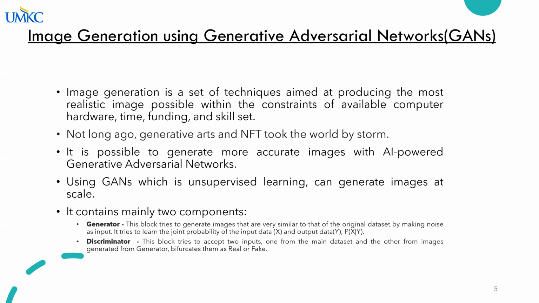GAN is an unsupervised learning approach which can generate images at scale with the computational power that is available. There are mainly two components in a GAN: the generator and the discriminator. The generator will generate images very similar to the original dataset by taking a small noise as input. That means it will mix the original input with the small noise input and generate the probability of an input and output data. The discriminator, on the other side, accepts two inputs, one original image from the main dataset and the generated one from the generator, and classifies them as real or fake.